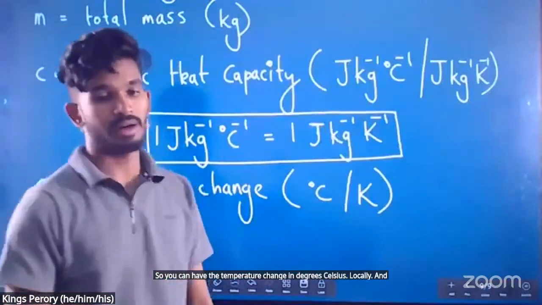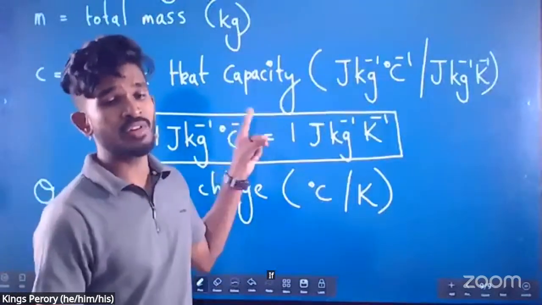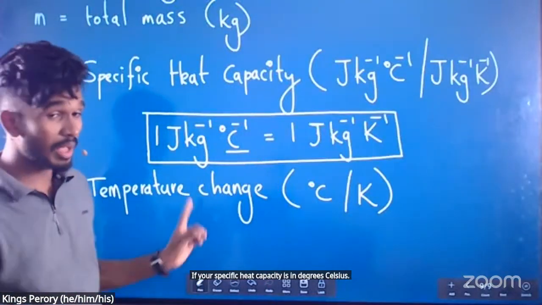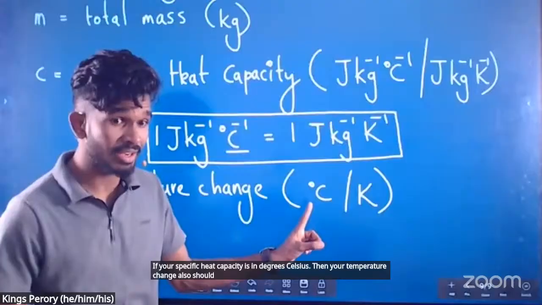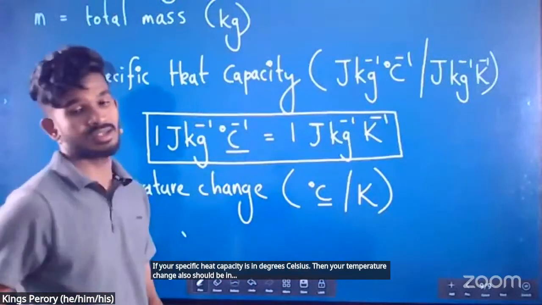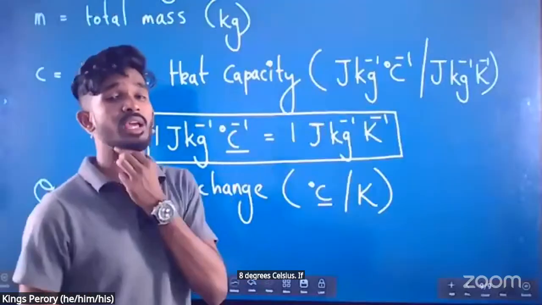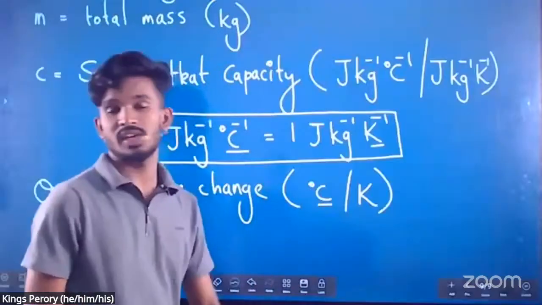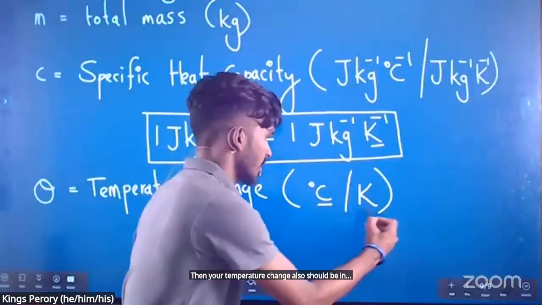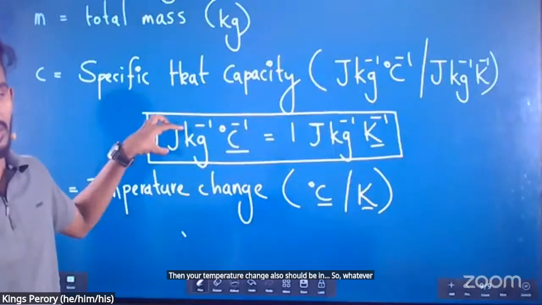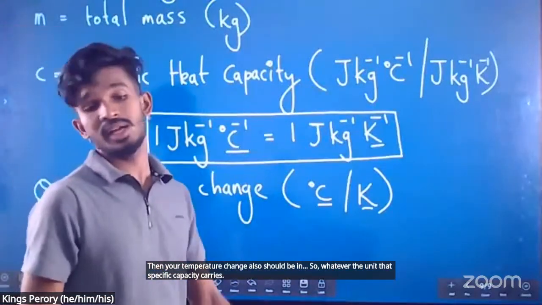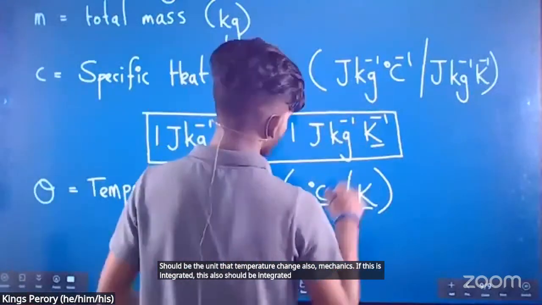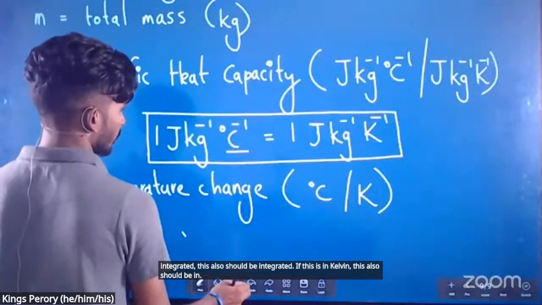And this is the best part. If your specific heat capacity is in degrees Celsius, then your temperature change also should be in degrees Celsius. If your specific heat capacity is in Kelvin, then your temperature change also should be in Kelvin. Whatever unit the specific heat capacity carries should be the unit that temperature change also carries. That point, keep in mind.